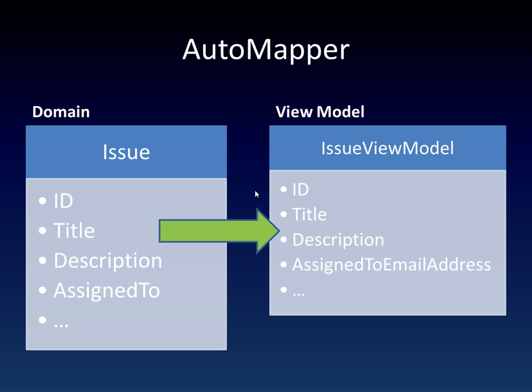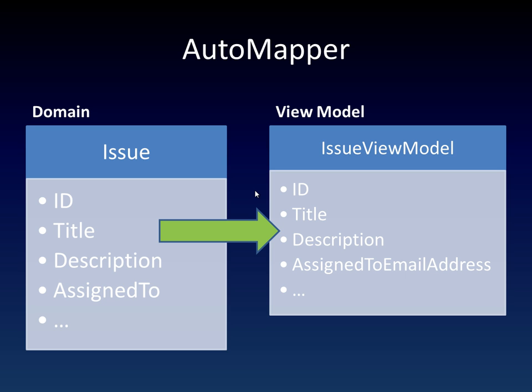It's going to get to this property though, AssignedToEmailAddress. What we actually want to show on the form is the email address for the user that the issue is assigned to. If we go back to our domain, we don't actually have an AssignedToEmailAddress. We have an AssignedTo property that's a User. Now this is an actual user object. Underneath that, the user object actually has an email address.